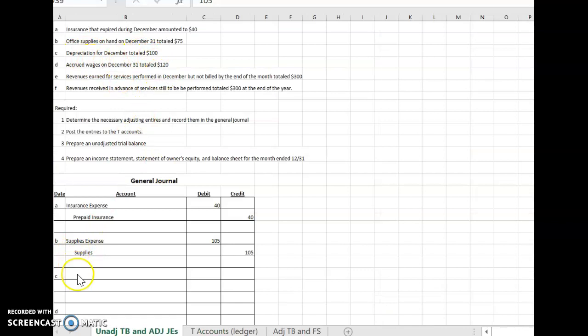Depreciation for December totaled $100. So we always do the same thing. We debit depreciation expense and we credit accumulated depreciation. Notice that it's just like the other adjusting entries, but instead of crediting equipment, we never credit equipment. We always credit accumulated depreciation. We leave the asset at its original cost and instead we reduce the value through accumulated depreciation. Accumulated depreciation is a contra asset account.